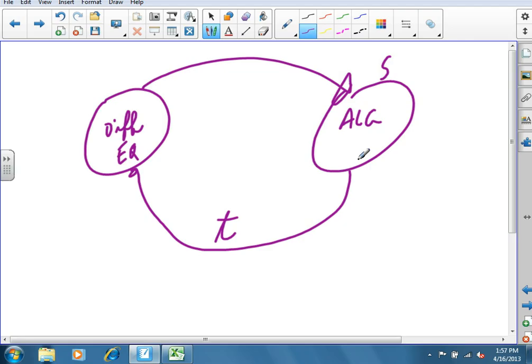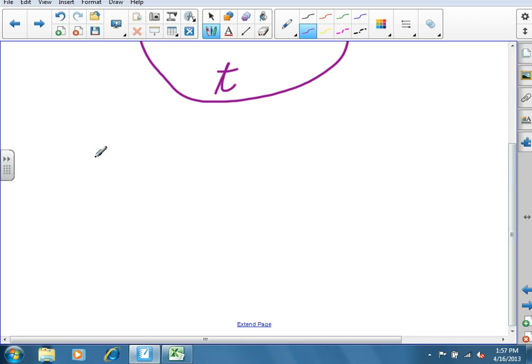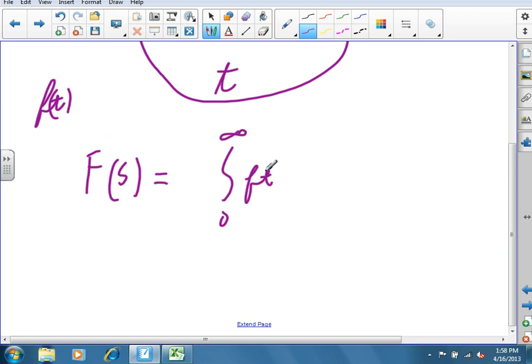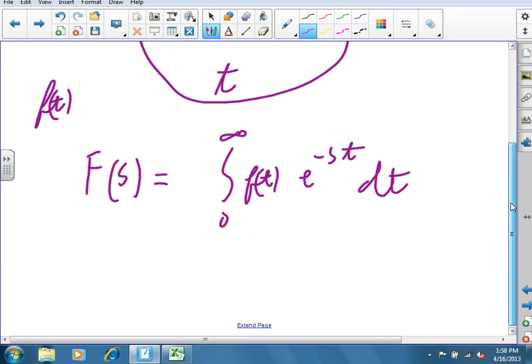Okay, so the first thing we do is we say, if I have some function f of t, then my Laplace transform, capital F of s, becomes the integral from 0 to infinity of f of t e to the minus st dt. And then I solve this over and over again for a bunch of functions, and then I use it in solving differential equations. So give me a function.